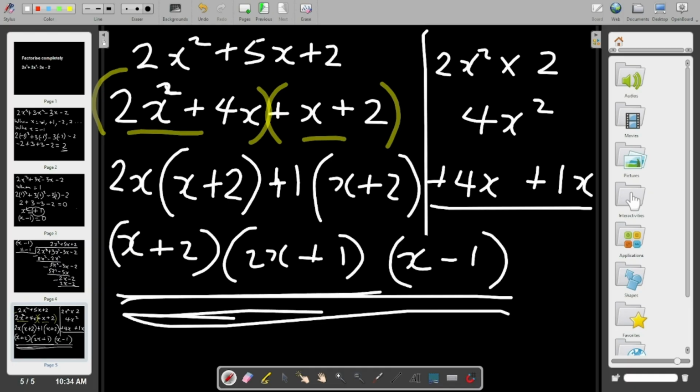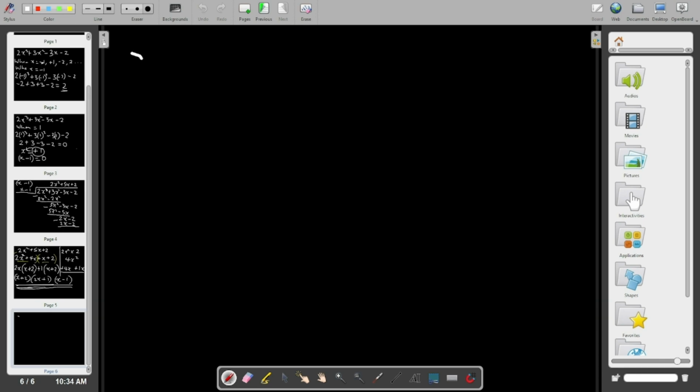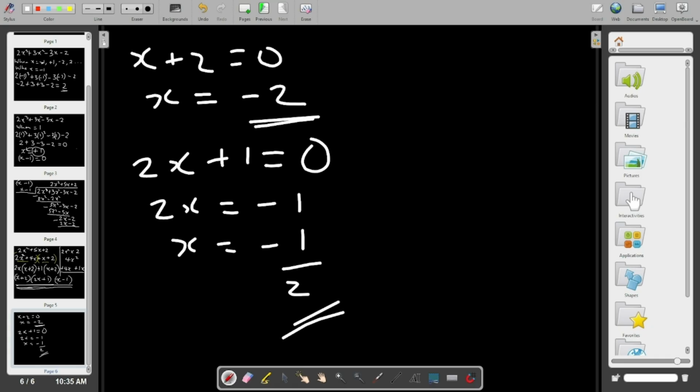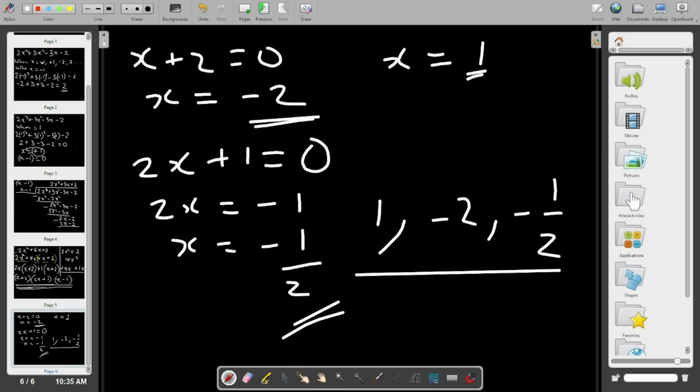But if it's a cubic equation whereby you need to get the values of x, you go further by saying, number 1, x plus 2 is equal to 0. So here, your x will be equal to minus 2. That is one of the answers. And then we have another one, 2x plus 1 is equal to 0. So this one will be 2x is equal to minus 1, so x is equal to minus 1 over 2. And then the third one that we got, I think we got x is equal to plus 1. So these are the answers here: 1, minus 2, and then minus half. So these are the 3 values.